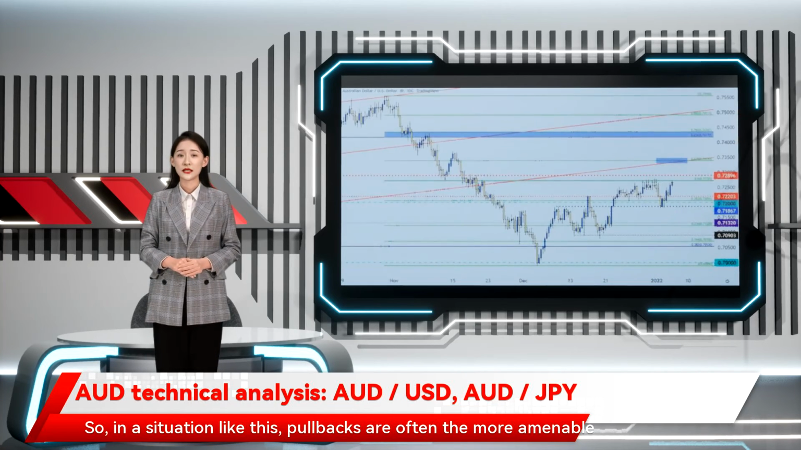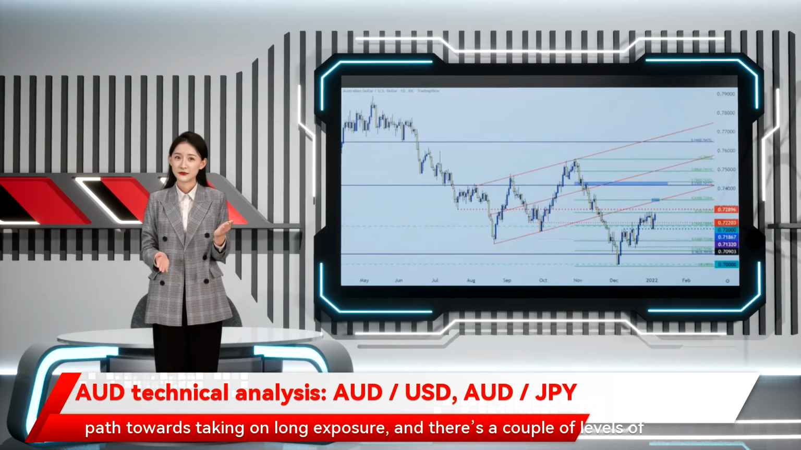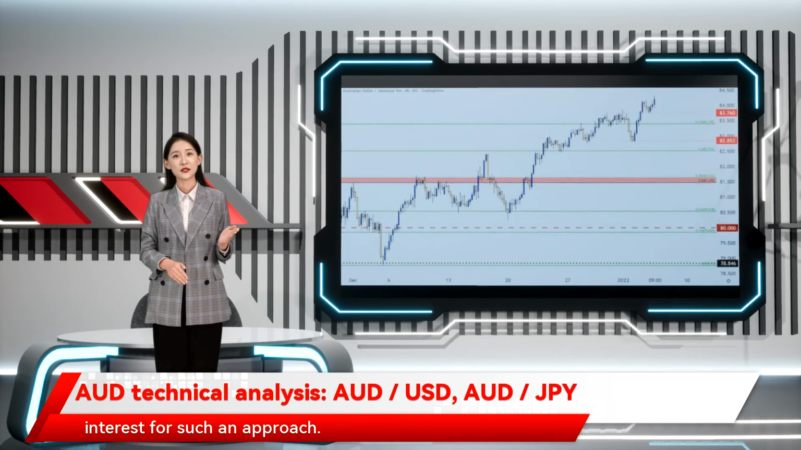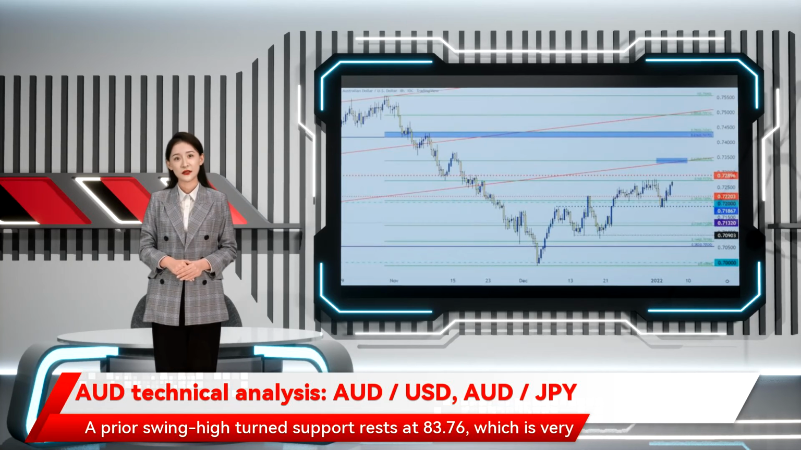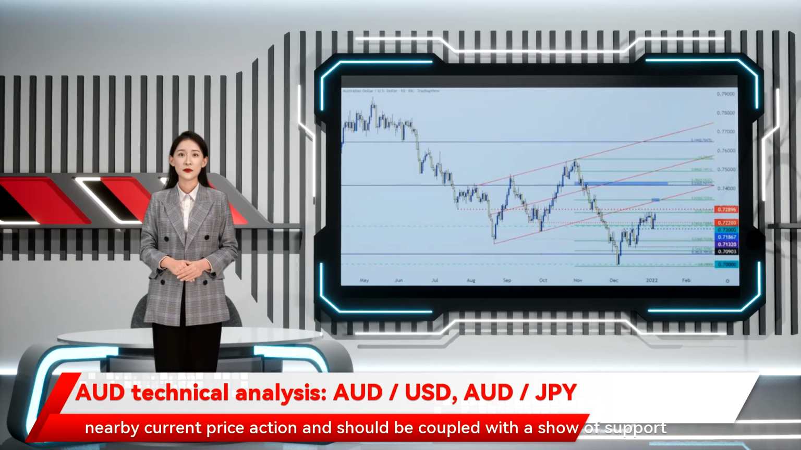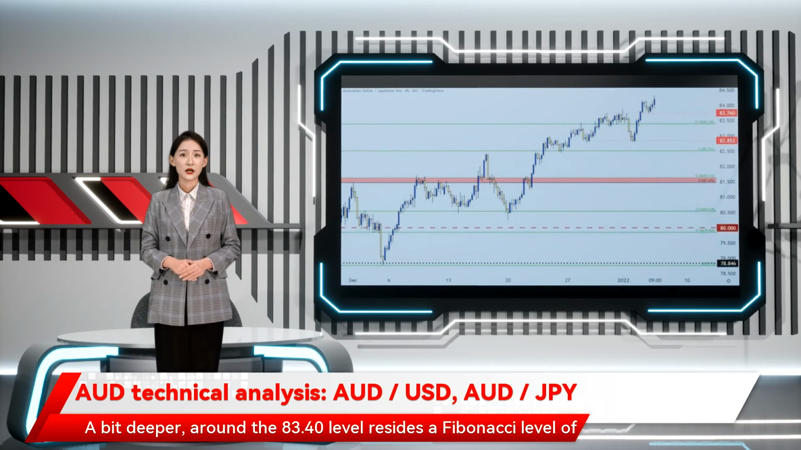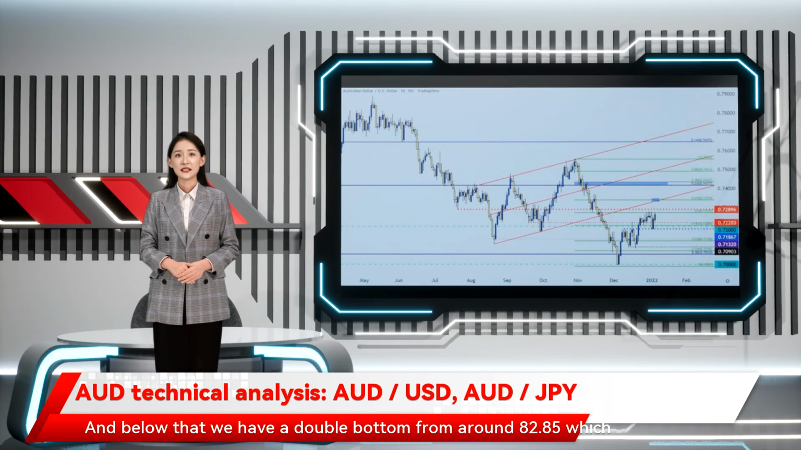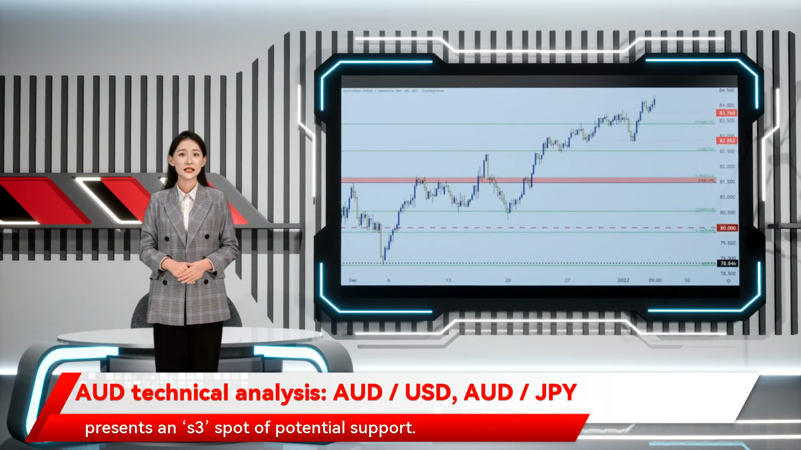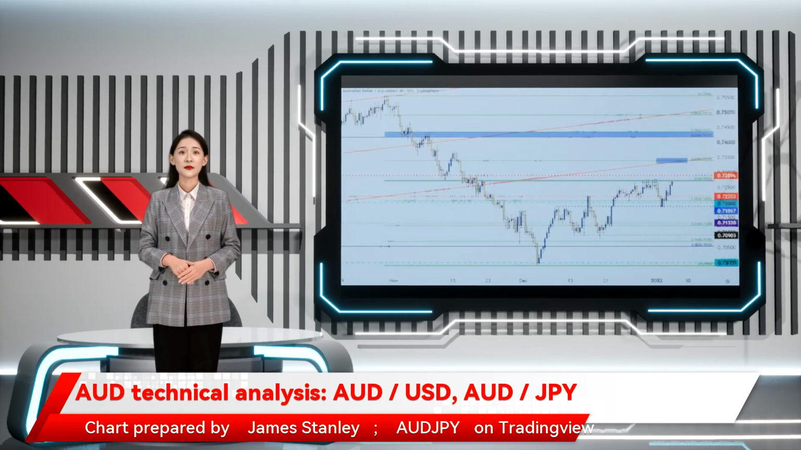So, in a situation like this, pullbacks are often the more amenable path towards taking on long exposure, and there's a couple of levels of interest for such an approach. A prior swing high turned support rests at 83.76, which is very nearby current price action and should be coupled with a show of support for a bit deeper. Around the 83.40 level resides a Fibonacci level of note, and below that we have a double bottom from around 82.85, which presents an S3 spot of potential support. Chart prepared by James Stanley, AUDJPY on Tradingview.